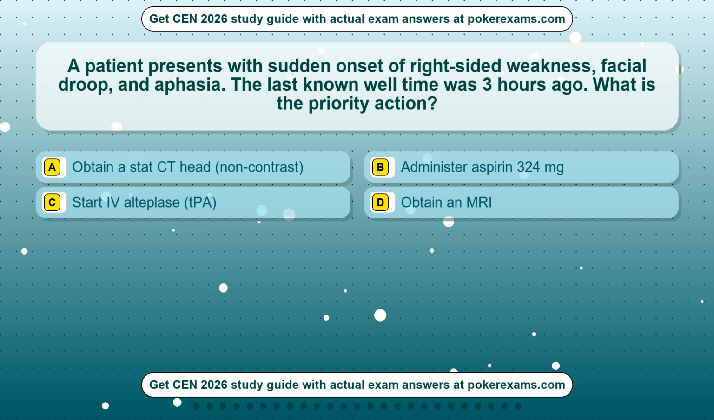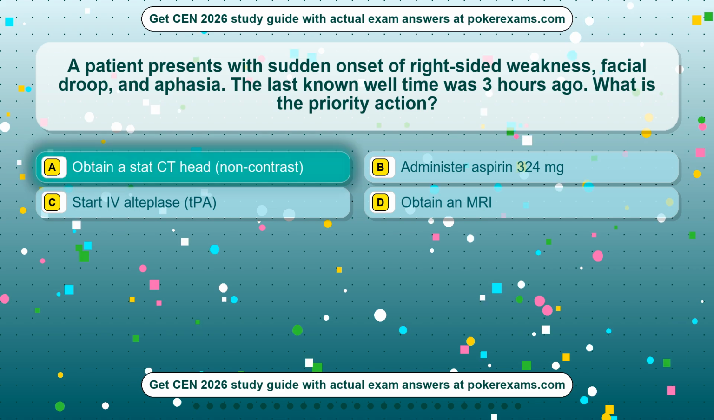Question 25. A patient presents with sudden onset of right-sided weakness, facial droop, and aphasia. The last known well time was 3 hours ago. What is the priority action? Option A, obtain a stat CT head, non-contrast. Option B, administer aspirin 324 mg. Option C, start IV alteplase, TPA. Option D, obtain an MRI. The correct answer is option A, obtain a stat CT head, non-contrast.